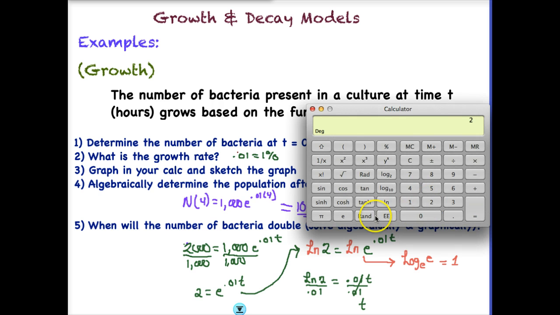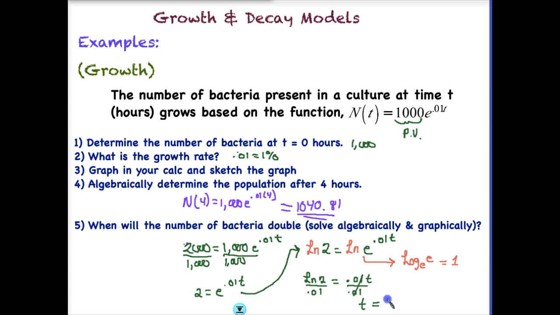In my calculator, I have to do 2 natural log divided by 0.01. You might be able to just do natural log and then 2. And I get 69.31. And if you remember, graphically, we had 69.3. So we know we've done our math correctly.